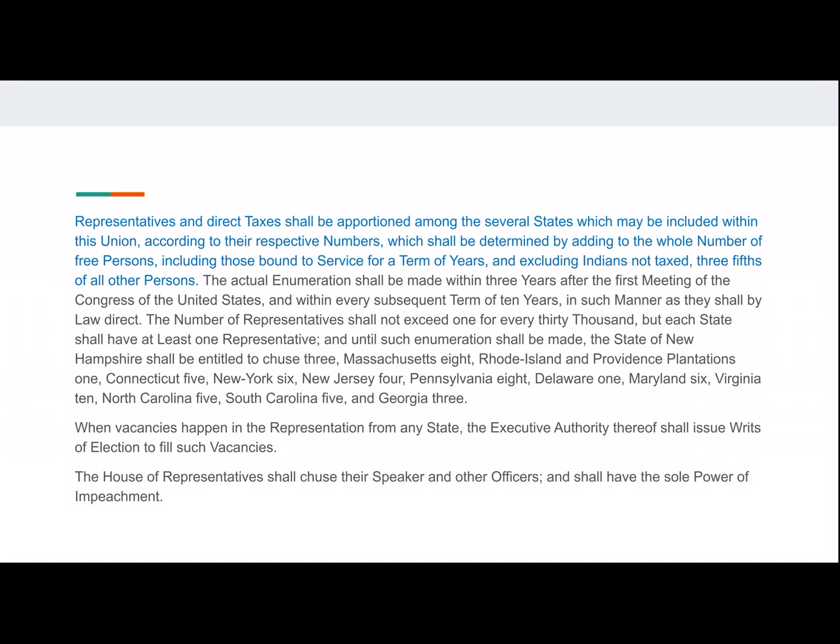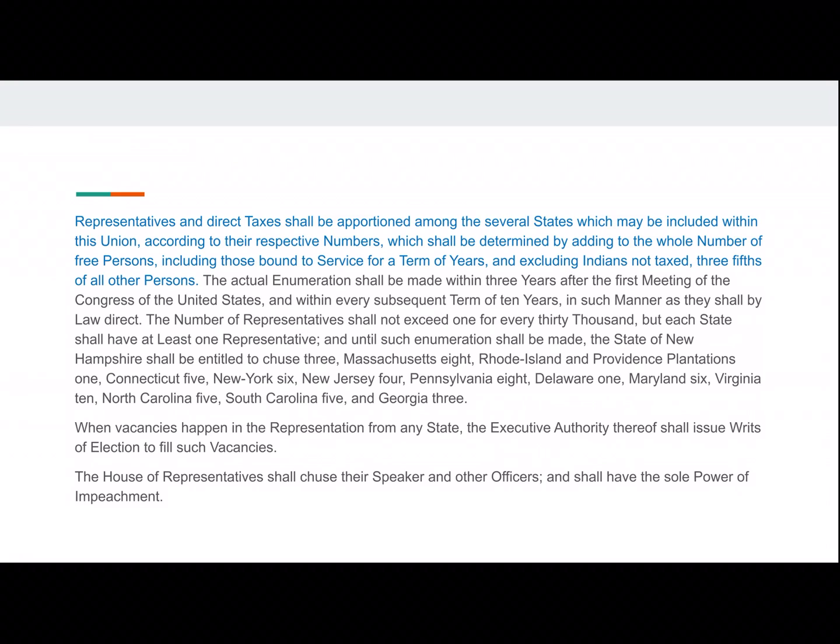The number of representatives shall not exceed 1 for every 30,000, but each state shall have at least 1 representative until such enumeration shall be made. So that means for every 30,000 people, you get 1 representative. And then this next part goes into the numbers of how many. And then we jump down to the next paragraph.